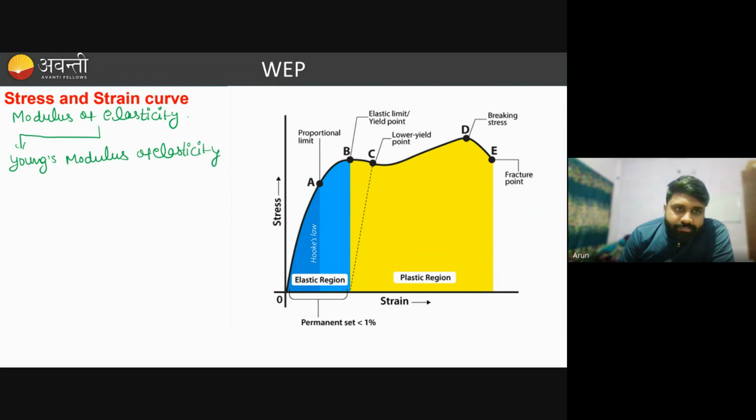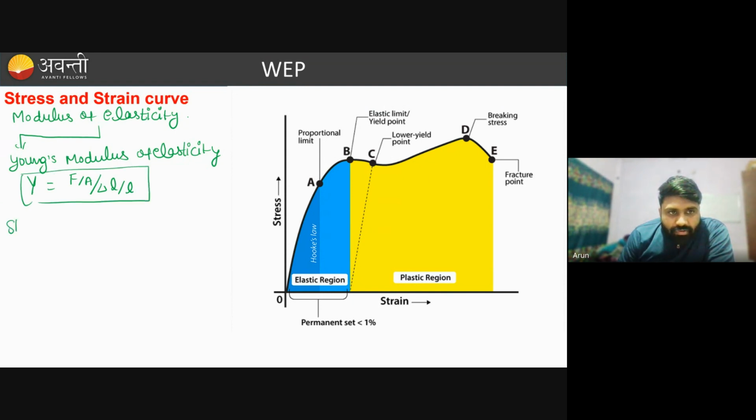Which is given by longitudinal stress to the ratio of longitudinal strain. So it is given by capital Y is equals to F upon A divided by change in length over original length.